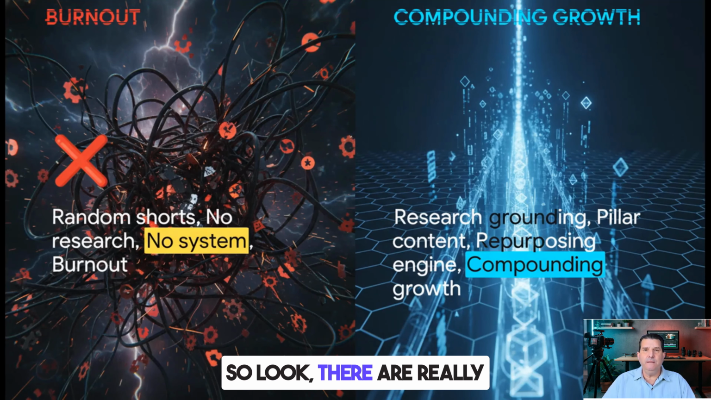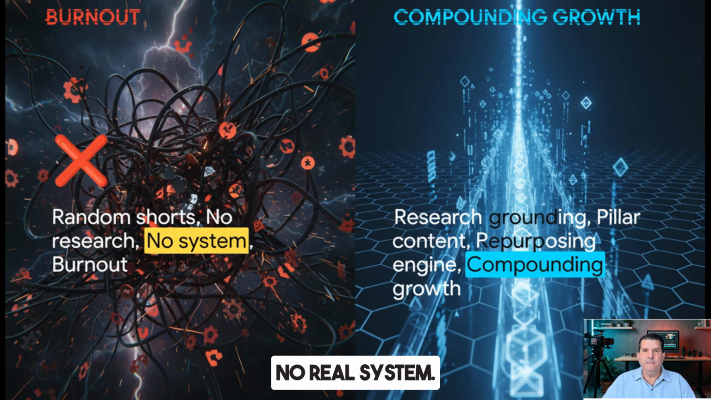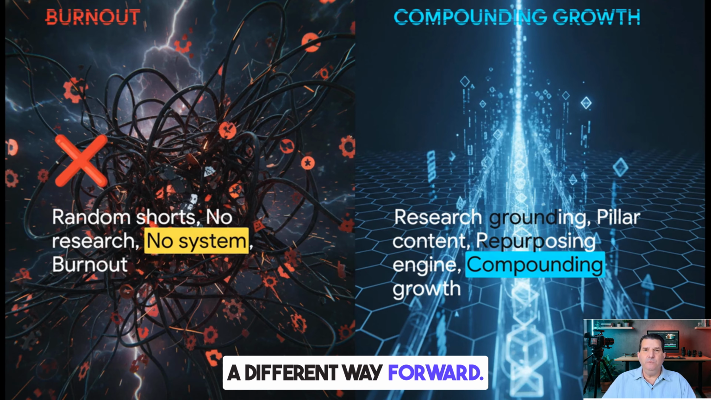So, look, there are really two paths you can take. On the left, you got the path most people are on, throwing random shorts at the wall, hoping something sticks, no real system, and yeah, ending up completely burnt out. But on the right, that's a different way forward. It's built on solid research, it revolves around pillar content, and it's powered by a repurposing engine that leads to real compounding growth. That second path, that's exactly where we're headed today.